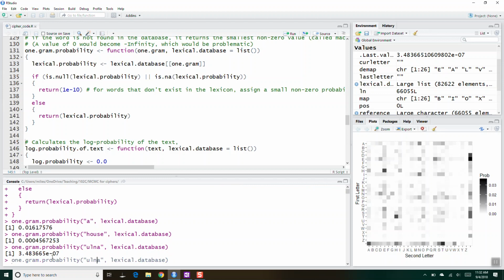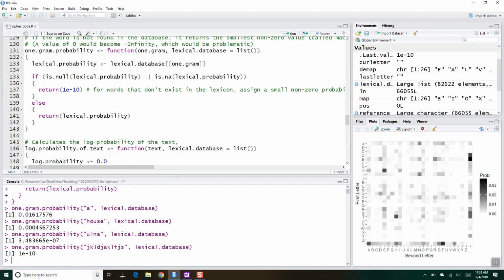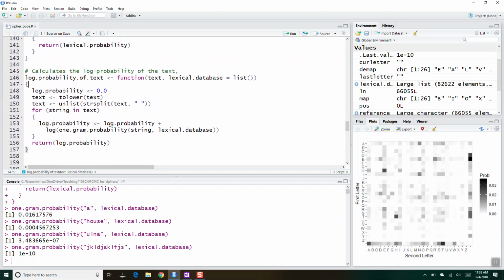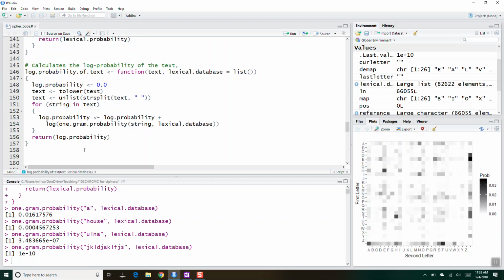And then meanwhile, if I look up the word, just type in some gibberish, okay? It returns back a non-zero but very small probability, right? So that's what it does. It looks it up. If it finds it, it'll give you that probability, and if not, it assigns a very small value. Now we can adjust this to see how good or bad the words should be. Okay. All right, and then the log probability of text takes the text, splits it up, finds the 1 gram probability, and returns the total log probability of the text.